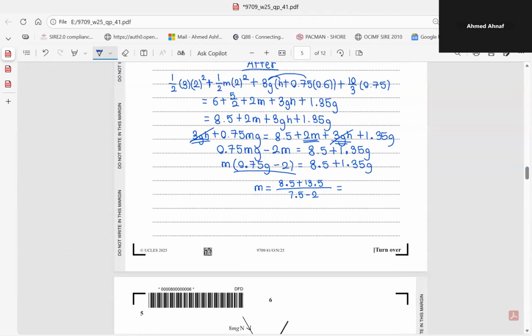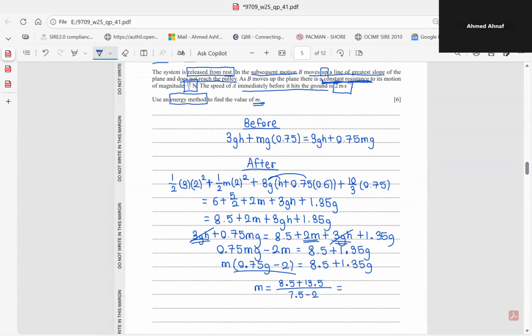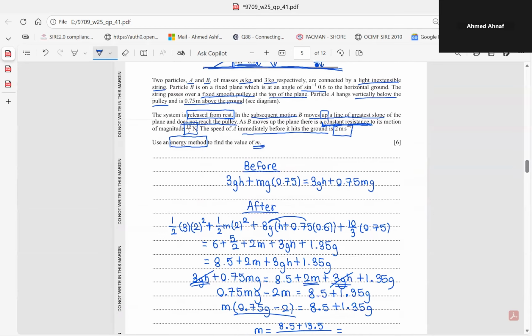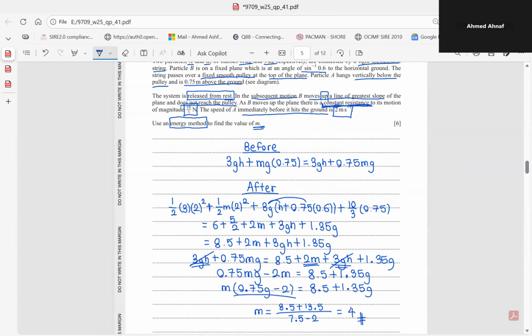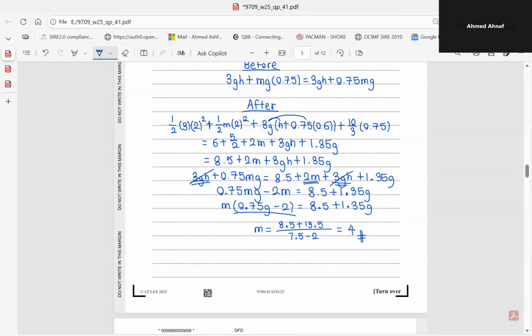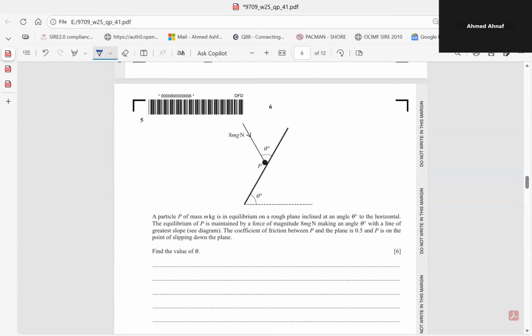Okay, let me see if I missed out anything. I don't think I should have. Okay, so yeah, you get 4 as your final answer. So this would be our final answer for this entire question, m equals 4. Let's move on to the next question.